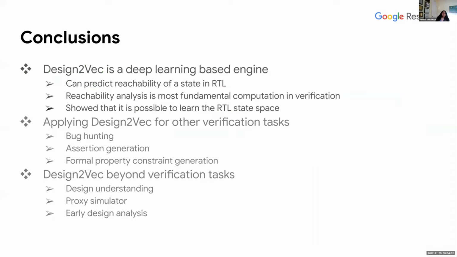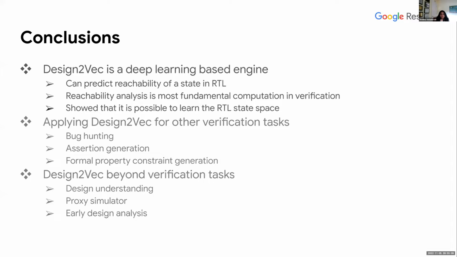And in conclusion, what I would like to say is that with this technology, Design2Vec, we have shown that we can predict reachability of a state in RTL. Since that's the most fundamental computation, we've shown that it is possible to predict reachability analysis with very high accuracy for industrial designs. And due to that, we can now diversify to other verification tasks like test generation.